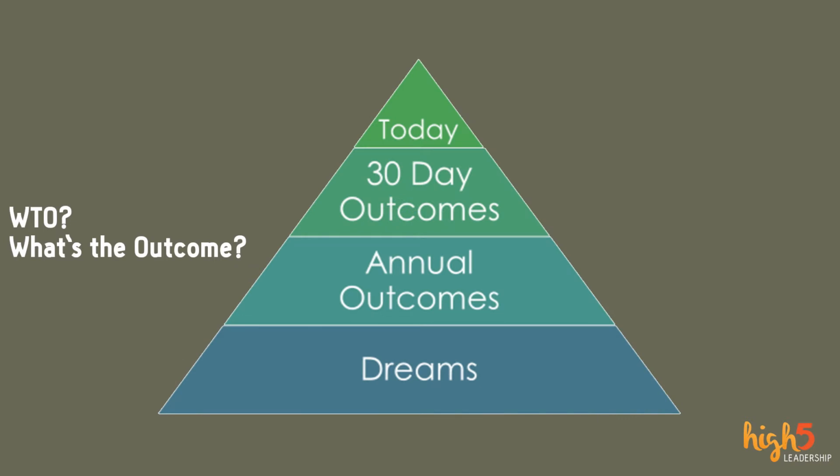And the idea behind setting outcomes is that they should layer on top of each other to support the larger outcome. For example, my daily outcomes should support my 30-day outcomes. My 30-day outcomes should support my yearly outcomes. And my yearly outcomes should support my long-term outcomes or my dreams. And that's what this journal is focused on helping you out with.